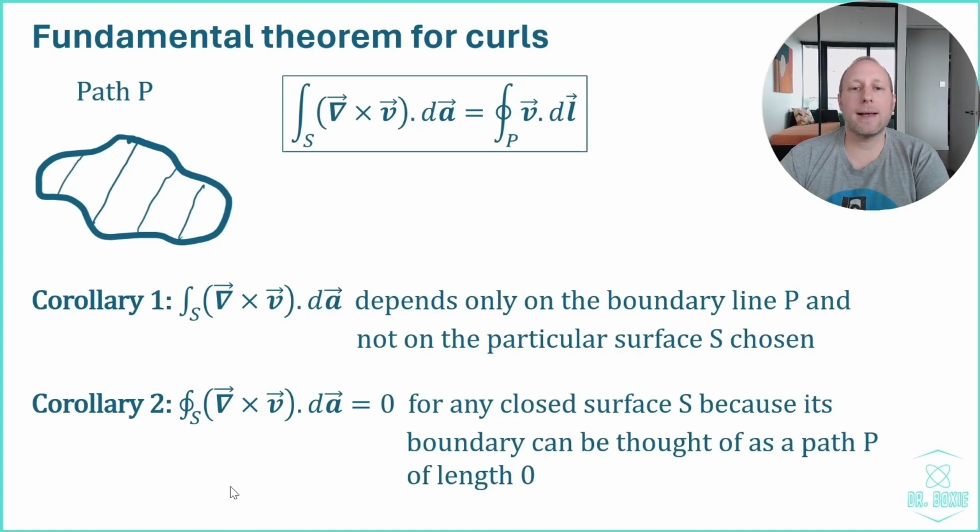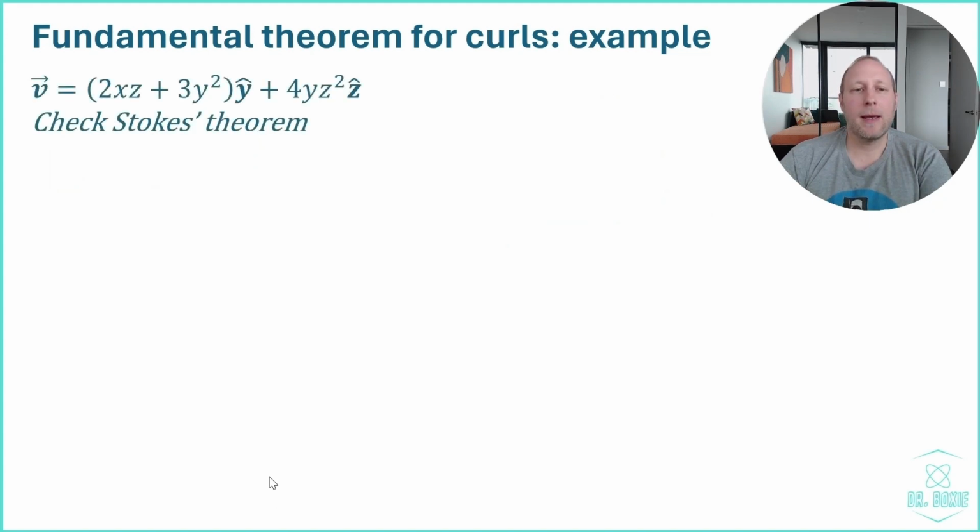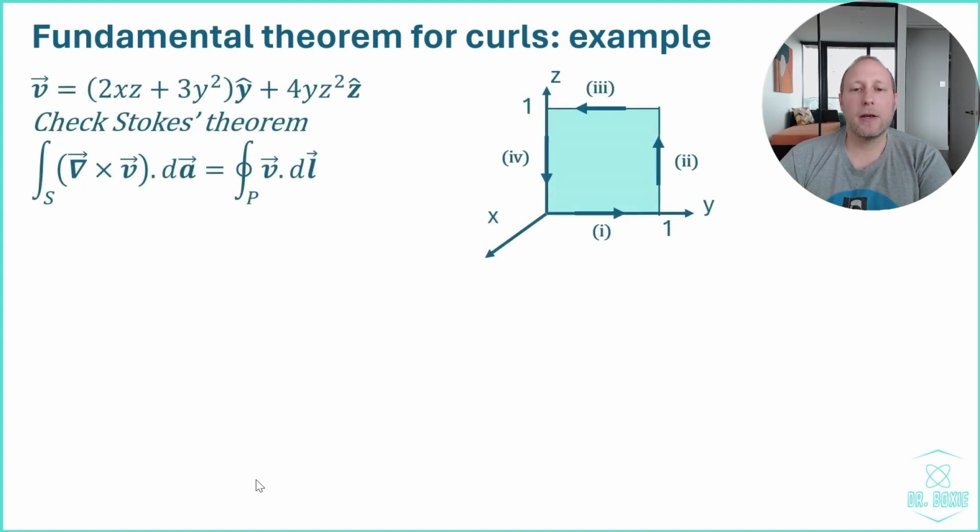So let us now look at how this theorem works with an example. We consider this vector field and we want to check the theorem for this shape. For the line integral, we will take the rectangle with side 1 on the YZ plane, while the surface integral will be taken as the flat surface within that rectangle. So we again will calculate the left-hand side and the right-hand side separately.